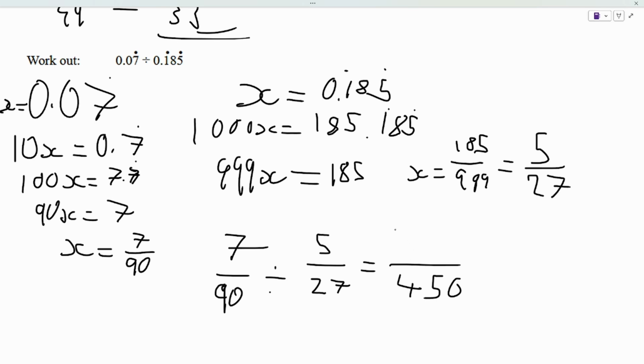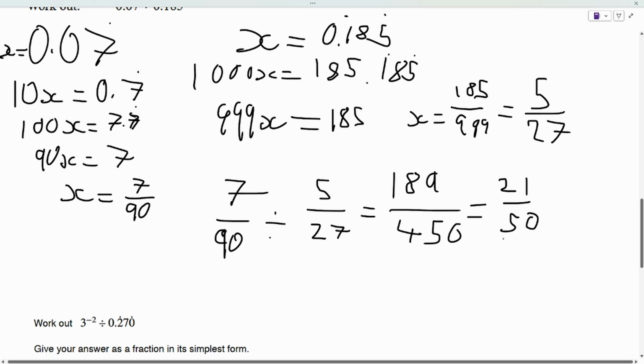27 times 7, 189. Which then simplifies down to 21 over 50, as you can divide them both by 9. And that is our final answer for that question. Hopefully that all makes a bit of sense.